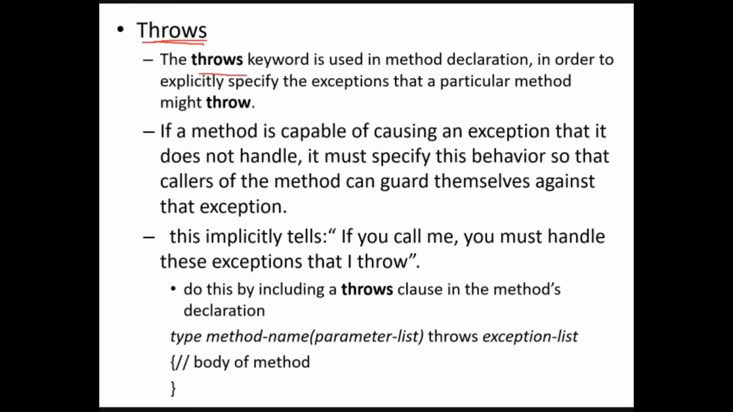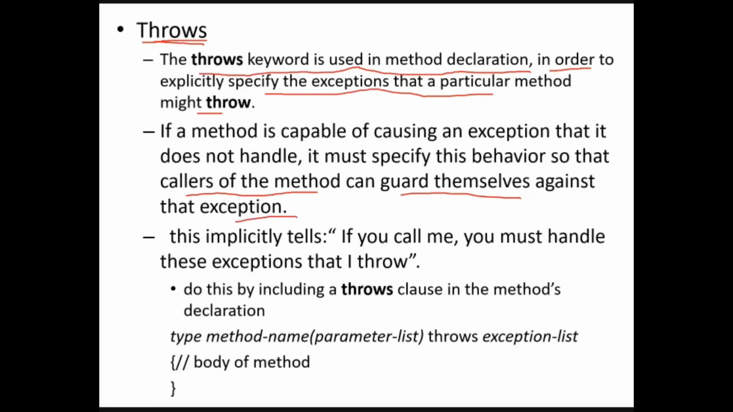The throws keyword is used in method declaration in order to explicitly specify the exception that a particular method might throw. Where is it used? It is used in method declaration. Its purpose is to explicitly specify the exception that a particular method might throw. If a method is capable of causing an exception that it does not handle, it must specify this behavior so that the caller of the method can guard themselves against that exception.